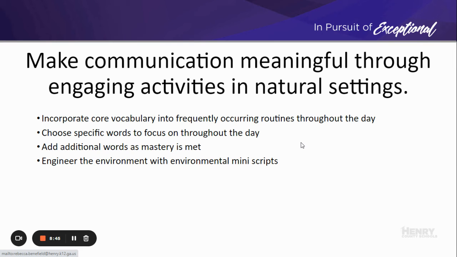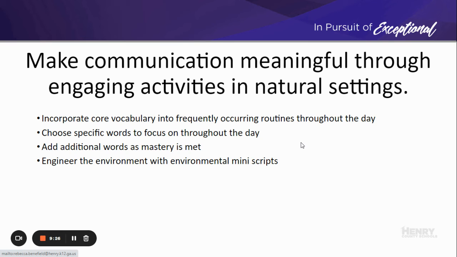And then you can also engineer the environment with environmental mini strips. What you can do is place the same core word pictures in different locations in your room. So for instance, in a classroom, we might post on the door, open, close, go, out. On the lights, we can post turn and then on and off. Those are all core words. On the bathroom door, we could post help, bathroom. Bathroom is a fringe word, but it is one that a lot of our kids typically have on devices or on core boards.